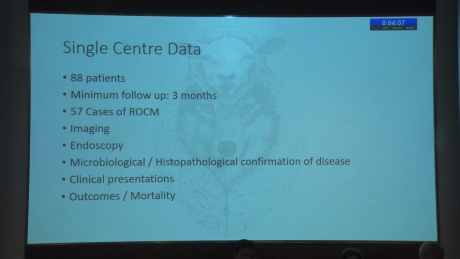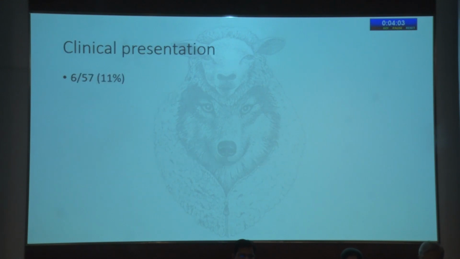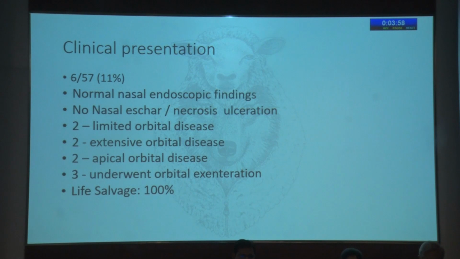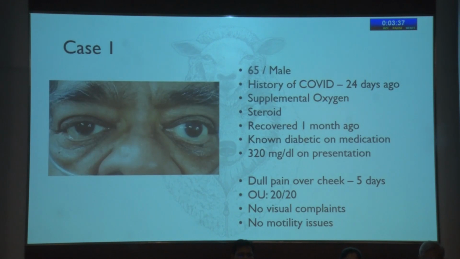In a single center with 88 patients with a minimum follow-up of 3 months, we had 57 cases, of which 6, which is 11% of the cases, had normal nasal endoscopic findings in mucormycosis. There was no eschar, necrosis or ulceration. However, 2 had limited orbital disease, 2 had extensive orbital disease, and 2 had apical orbital disease, for which 3 underwent orbital exenteration. At last follow-up, live salvage was 100%. Let us take a few index cases.